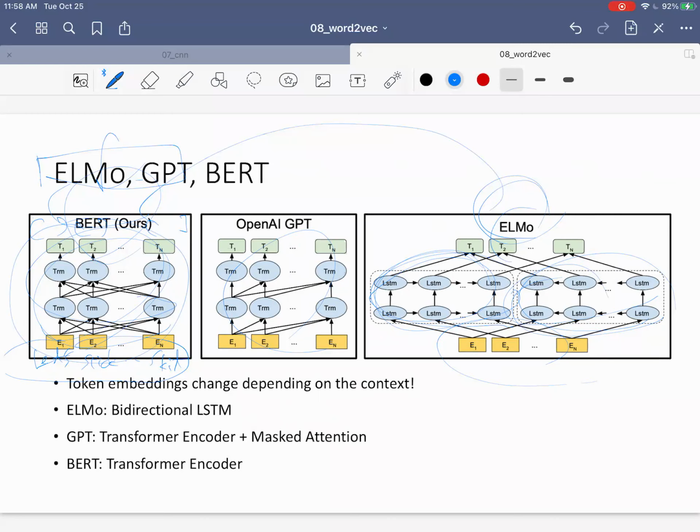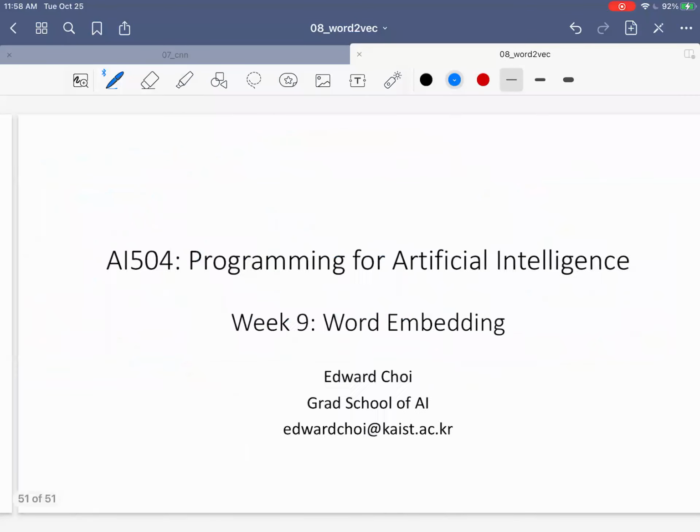Hopefully that gives you a big picture of why BERT works so well as opposed to word2vec. Right, so this is it for today.